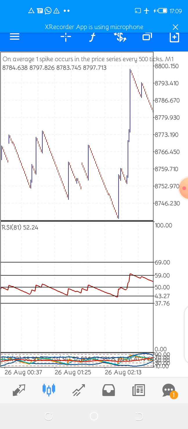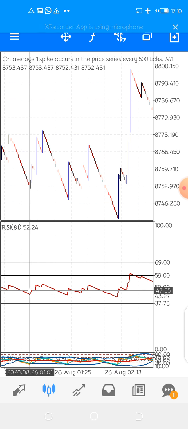This is, of course, both Boom and Crash. We'll see Crash. This is Boom 500 for now. This is RSI 80, with levels 69, 59, 50, 43, and 37. RSI 80 and those levels that I've indicated: 69, 59, 50, 43, 37. I want you to see how the market behaves when it reaches these points. Okay?